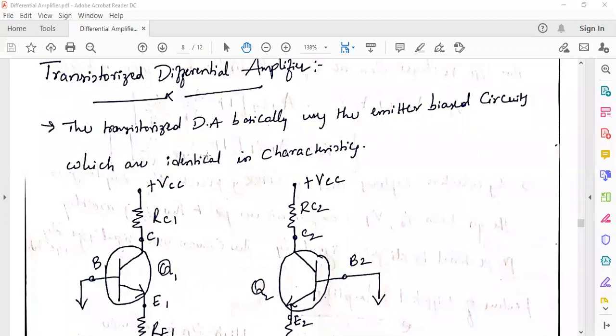Thank you. So today this is the main topic of first unit: the transistorized differential amplifier. Why it is called transistorized differential amplifier, when in the same subject, LIC, we learn the differential amplifier using IC also? The differential amplifier using IC we'll learn in the third unit. But here the differential amplifier uses transistors. That's why it is called transistorized differential amplifier.